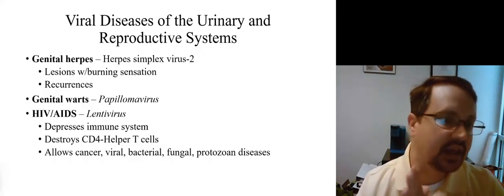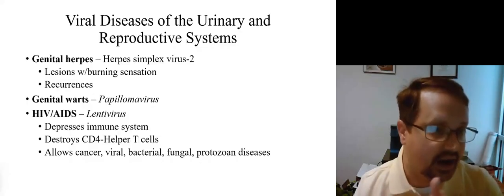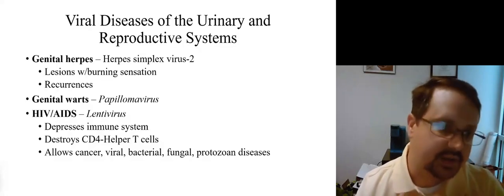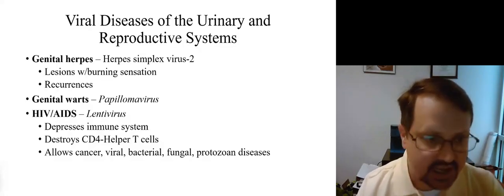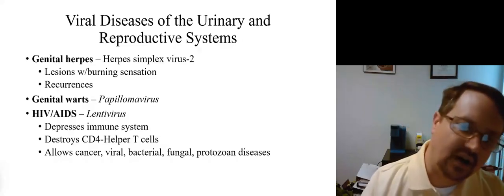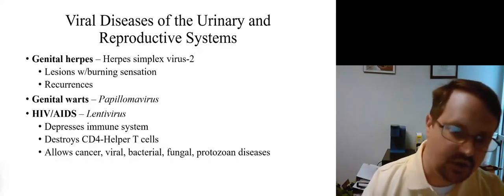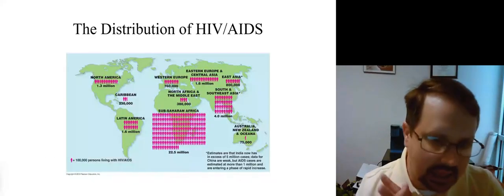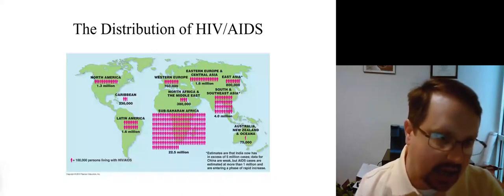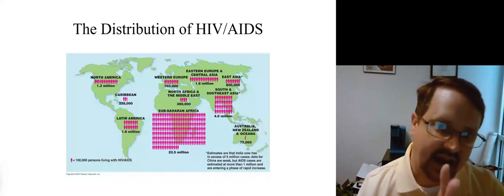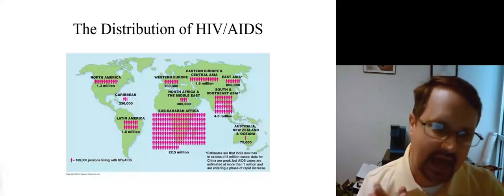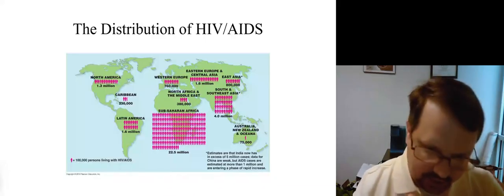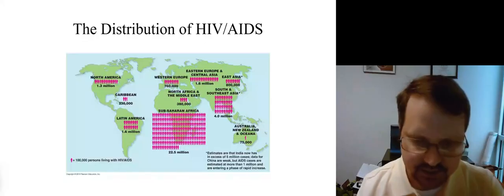HIV, the lentivirus, it depresses your immune system. It destroys the CD4 helper T cells. Cancer, viral, fungal, protozoan diseases, things that you never got before would just come out. This is a little bit out of date, but we see sub-Saharan Africa has really high levels of HIV/AIDS. So it's still a really big hotspot for HIV/AIDS.